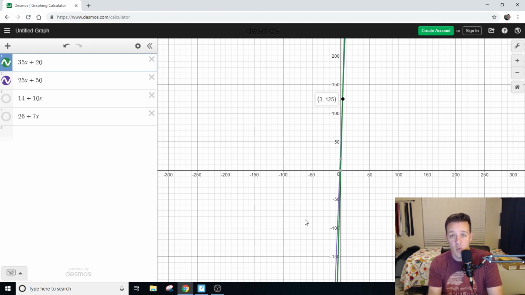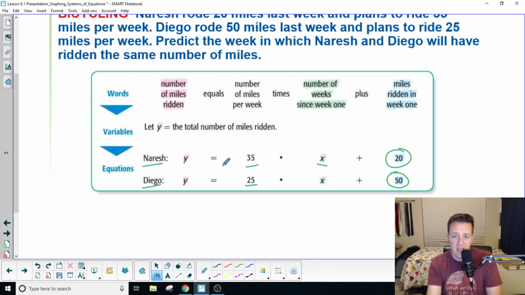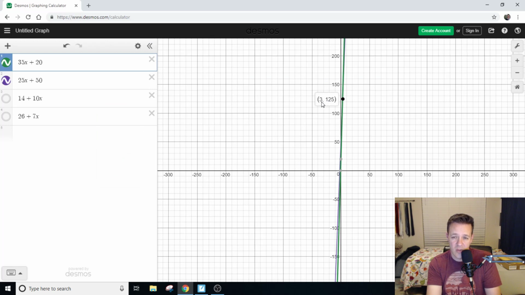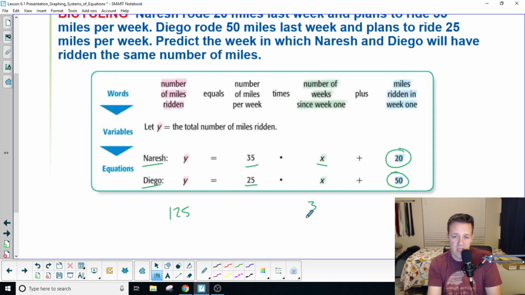There, ladies and gentlemen, is where the lines meet. Do I have to zoom in any farther? No. It actually gives you the intersection in Desmos, which is really cool. Okay, so what does this point mean? Well, y is 125 and x is 3. So after 3 weeks, they will have ridden the same miles, and the actual mile total will be what? 125 miles. Okay, so if x equals 3, after 3 weeks, they will both have ridden their bikes 125 miles. Hopefully you guys can understand that, and that's the main idea of what we need to do for this lesson.